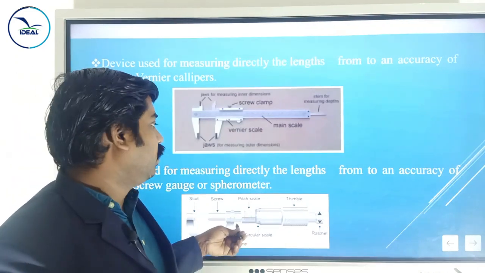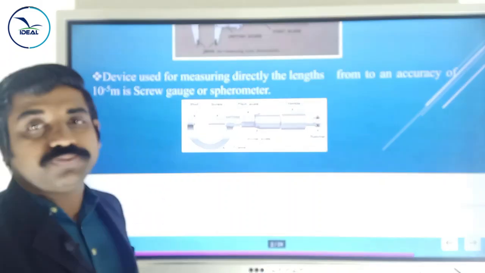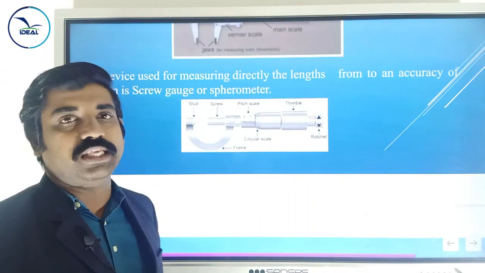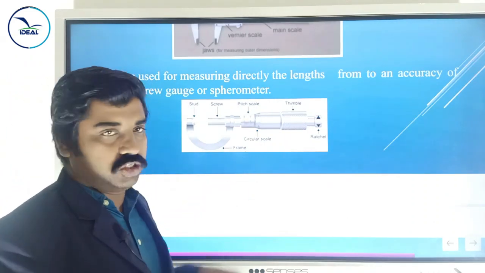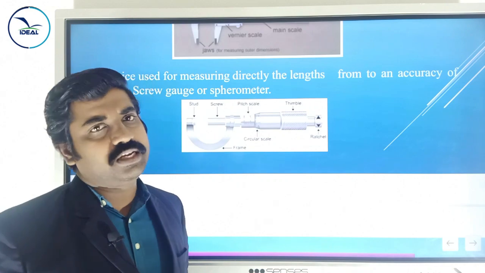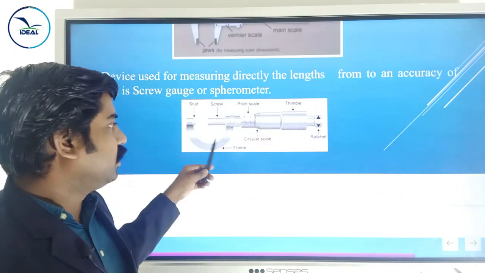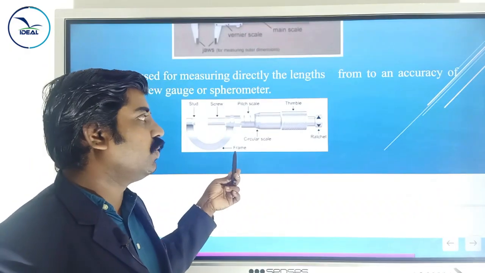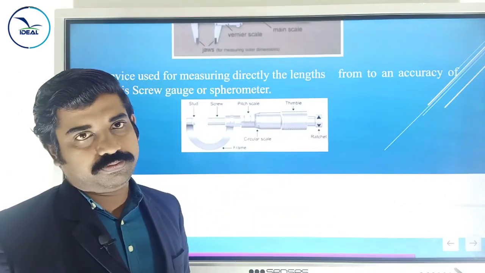Then again, if we want to measure with an accuracy of 10 raised to minus 5 meter, then we use another device called a screw gauge. And one more device is there, called a spirometer. This is the figure for the screw gauge. The screw gauge is also an experiment we want to do in our labs.